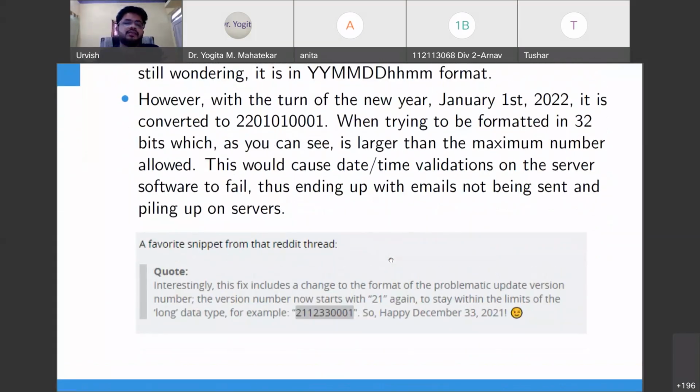Now how did the folks fix it? I took a look at some Reddit channels, and surprisingly, I found that they tried a very intelligent fix. Now they don't save the year as 22, but rather keep it as 21. But interestingly, they increment the date. So the actual date which it stores is nothing but December 33rd of 2021. You can try searching about this problem. It's quite fun to read and understand.